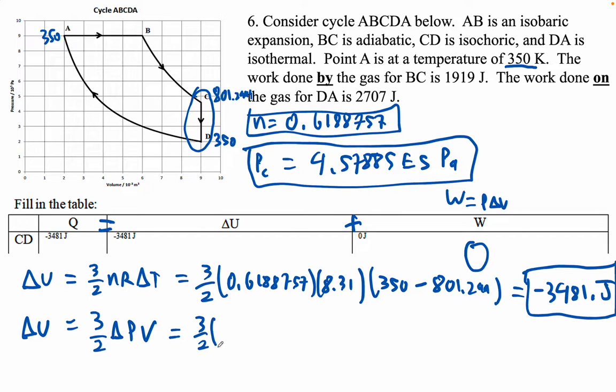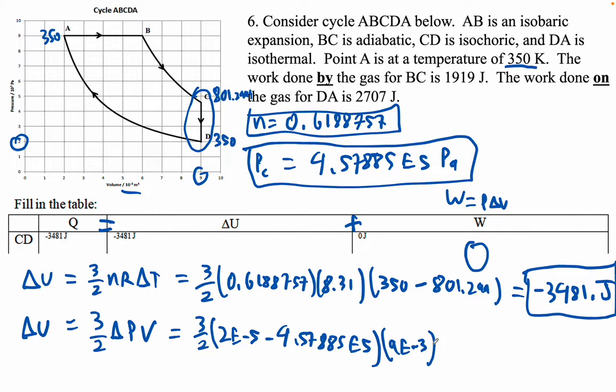Okay, so our change in pressure is final minus initial. So the final is 2. The initial is this, right? We got this in a previous part of the problem, right? And then our volume is 90 minus 3, right? Okay, and let's see if we got that. Yeah, there it is. And then we get exactly the same thing.